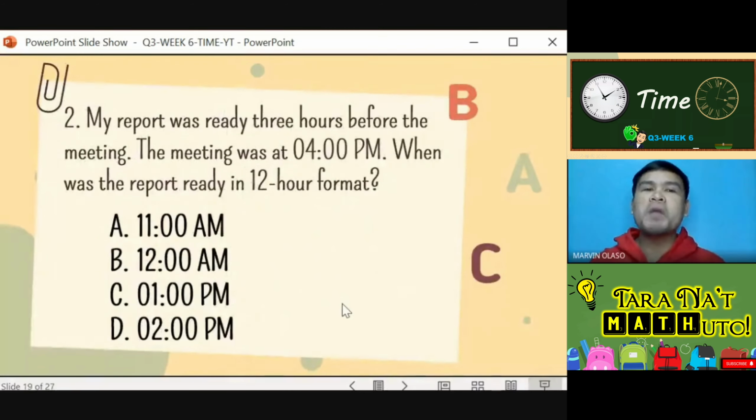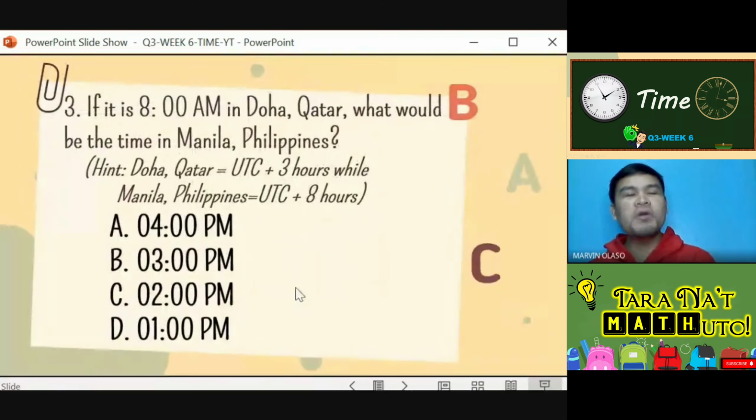Number 2. My report was ready 3 hours before the meeting. The meeting was at 4 o'clock p.m. When was the report ready in 12-hour format? A. 11 o'clock a.m. B. 12 o'clock a.m. C. 1 o'clock p.m. D. 2 o'clock p.m.